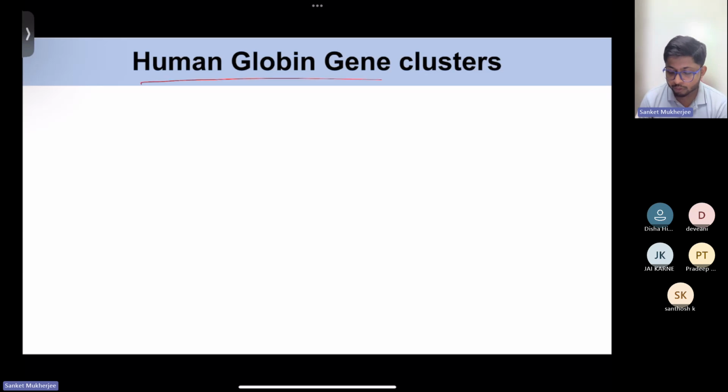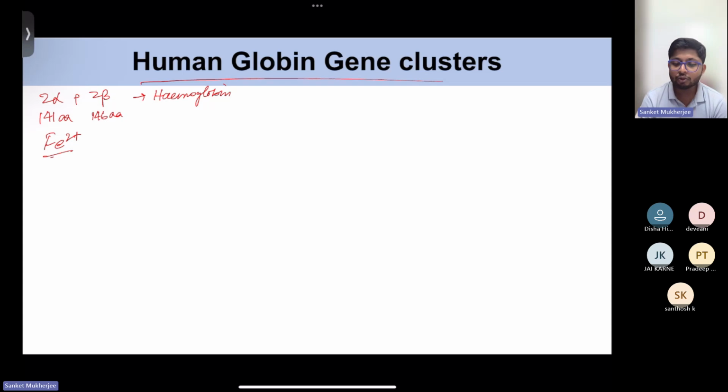If we talk about the human globin gene clusters, we are talking about the alpha globin and beta globin. Hemoglobin is formed out of two alpha and two beta chains, as you already know. Alpha chains are 141 amino acids, beta ones are 146 amino acids. They together form hemoglobin. These globin folds hold a heme molecule, holding Fe2+ in the center, and this is exactly what is required for oxygen binding, carbon monoxide, and nitric oxide binding.